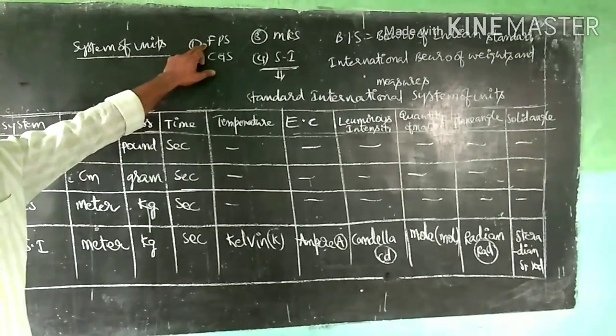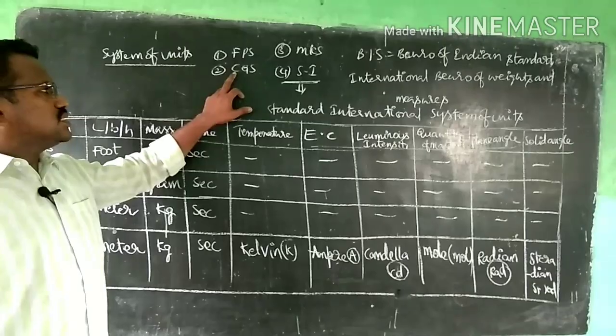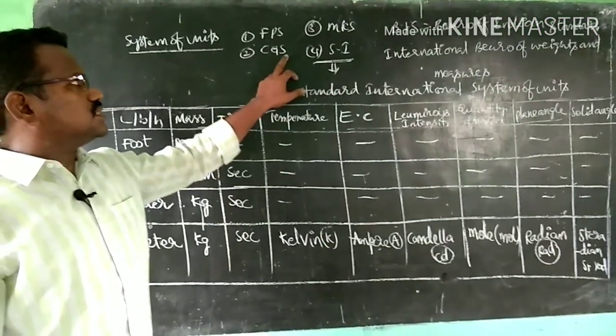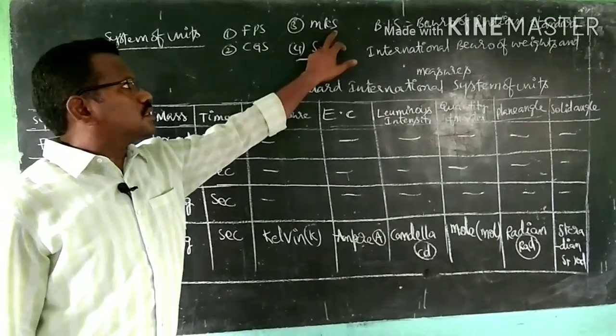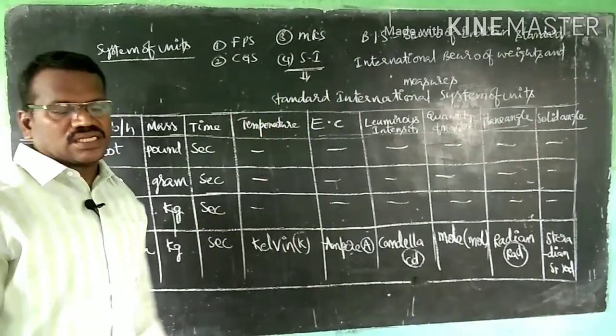FPS stands for foot, pound, second, CGS stands for centimeter, gram, second, MKS stands for meter, kilogram, second. The last system is SI.